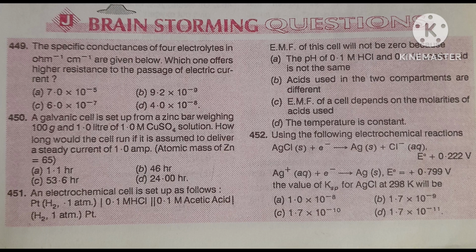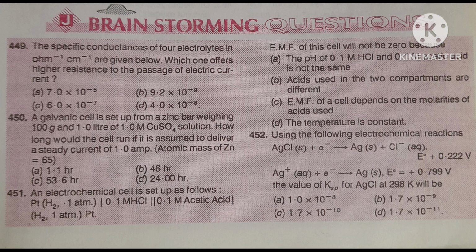And the concept you require is that to deposit completely 1 mole of copper, 2 into 96,500 coulomb is required. That is the third concept. Third and fourth is the formula you are using now: Q is equal to I into T. Q is quantity of electricity, T is equal to time, and I is equal to ampere, means current.